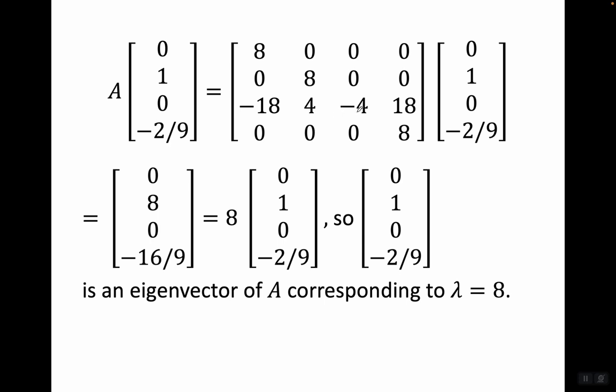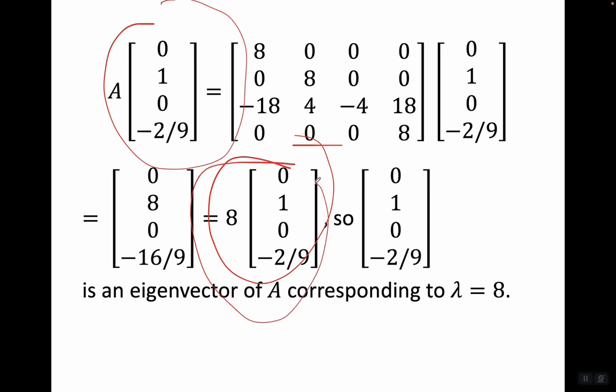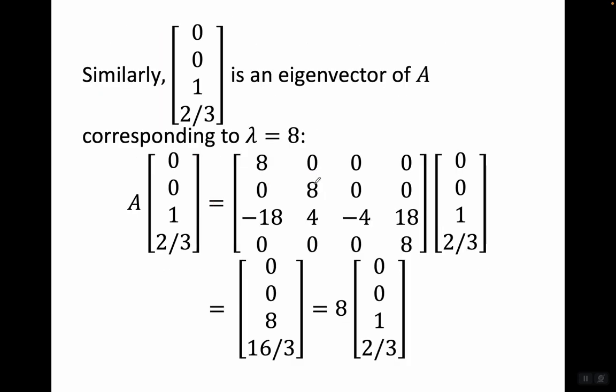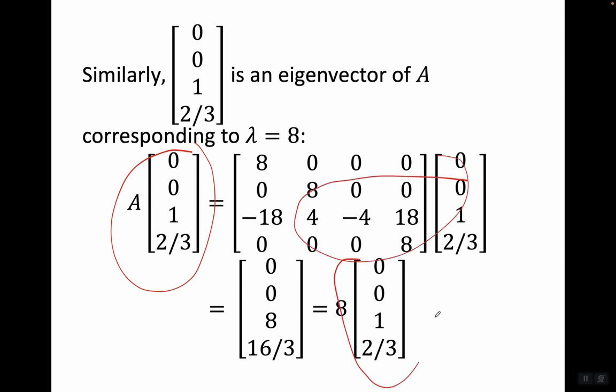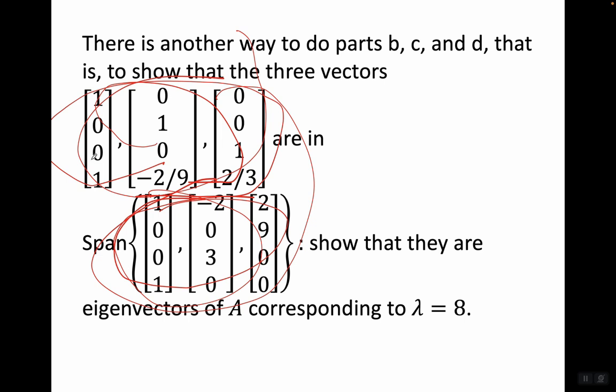So A times this first vector, notice what it turns out to be. You multiply it out, and you end up with 8 times this. Check it out. A times this vector is 8 times this vector. So yes, this first vector is an eigenvector of A corresponding to lambda equals 8. In a similar fashion, 0, 0, 1, 2, 3 is also an eigenvector of A corresponding to lambda equals 8. You do the math, and you end up with 8 times that. We didn't do it for this first vector because you could see that these are the same, so we didn't need to show that it was also an eigenvector.